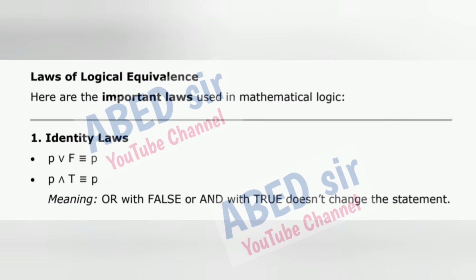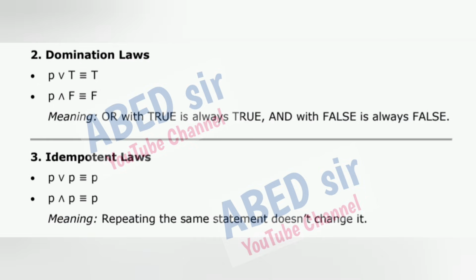1. Identity laws: P∨F≡P, P∧T≡P. Meaning, OR with false or AND with true doesn't change the statement. 2. Domination laws: P∨T≡T, P∧F≡F. Meaning, OR with true is always true, and AND with false is always false. 3. Idempotent laws: P∨P≡P, P∧P≡P. Meaning, repeating the same statement doesn't change it.